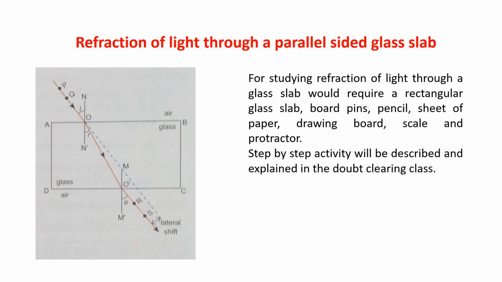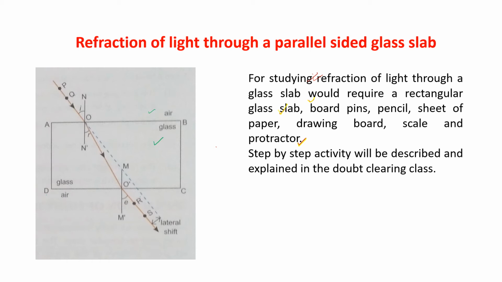Next is refraction of light through a parallel sided glass slab. See, this is a glass slab. ABCD is the glass slab in which side AB is parallel to side DC. It is a thick glass slab. This is the air phase and this is your glass phase. For studying refraction of light through a glass slab, we would require a rectangular glass slab, board pins, pencil, sheet of paper, drawing board, scale and protractor.